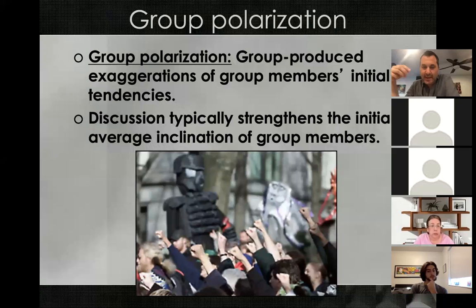What happens here is that it's the discussion that you have with other people who share the similar opinions that you have. It's that discussion that tends to strengthen the initial inclination of group members. Okay? These two points are basically saying the same thing, that the discussion you have within a group is exaggerating or strengthening the initial tendencies that you have. And this happens across a number of different contexts.